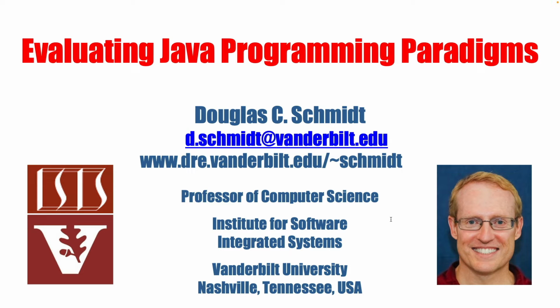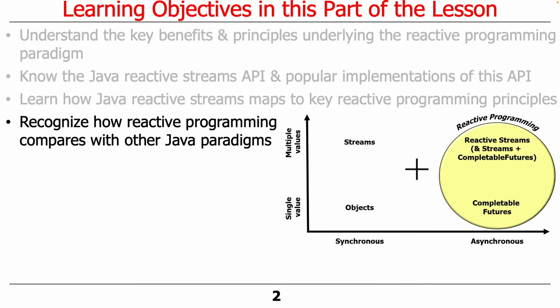So at the end of the last lesson, I'd mentioned the fact that reactive streams is a little bit more conducive to mapping onto the reactive programming paradigm than completable futures plus Java streams. And so what we're going to do in this particular part of the lesson is step back and evaluate all the different Java programming paradigms in order to understand what types of capabilities they provide and which ones are truly reactive and which ones are sort of faux reactive.